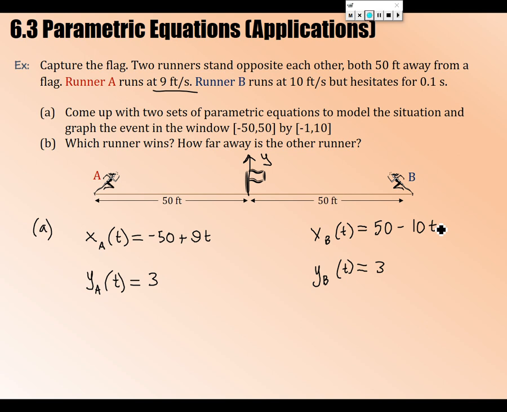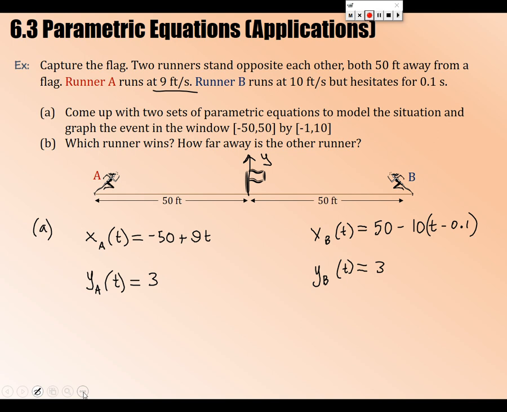Yeah, well, minus, in this case, 0.1, right? Now verify that that actually does the job of including the hesitation. If you plug in 0.1, are we at 50 then? Yes. And if we plug in 1.1, that's a second later after we're at 50, are we at 40, etc.? It does seem like it's working. Good. So in a minute we'll figure out which runner wins.